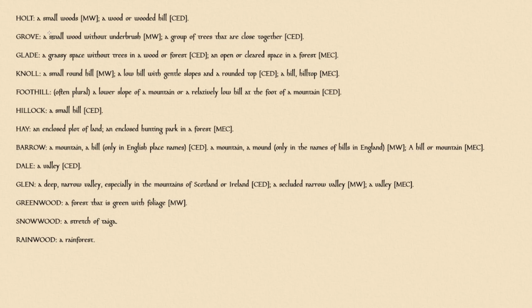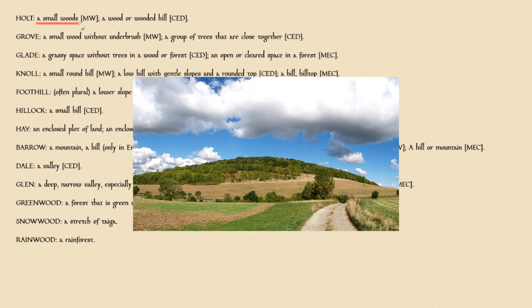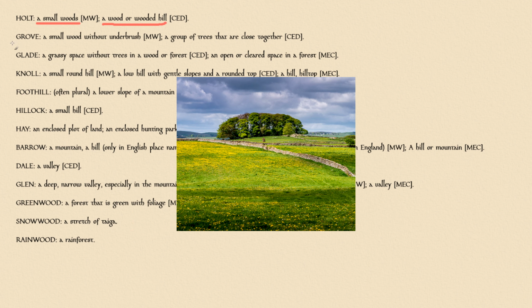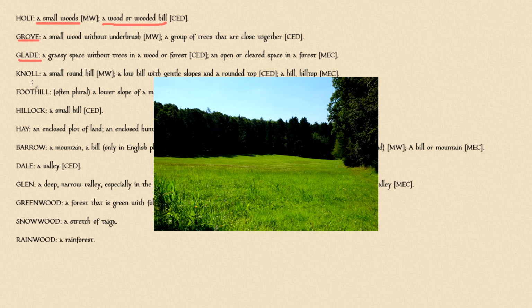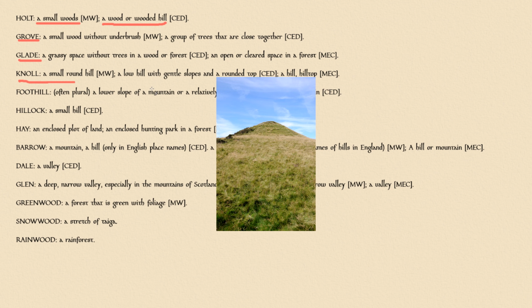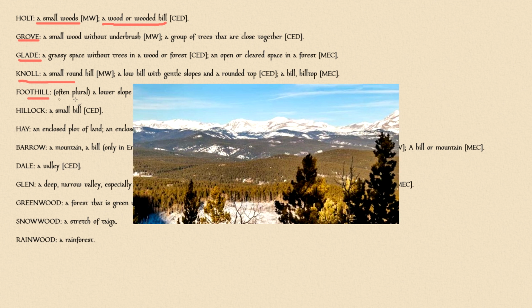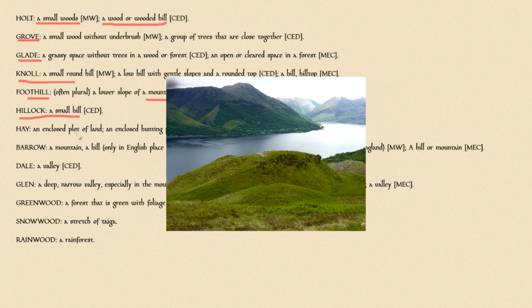Okay, topography. A holt is a small forest or a hill with trees on it. A grove is a small forest. A glade is an opening in a forest. A knoll is a small round hill. A foothill is, well, I guess it's a kind of bumpy area at the bottom of a mountain. A hillock is a small hill.